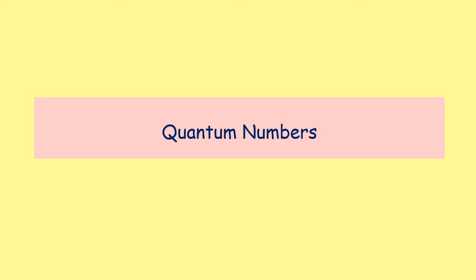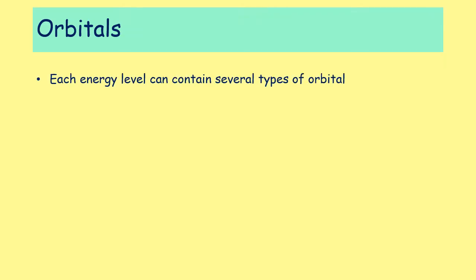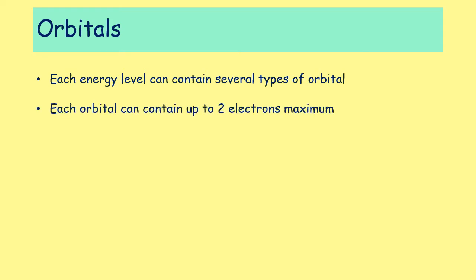This is an Advanced Higher Chemistry video looking at Unit 1, and it is a continuation of our video on atomic orbitals, where we're now going to look at quantum numbers to describe how electrons are found within different orbitals. So remember, each of our orbitals are subdivisions or subshells of what we have called energy levels or electron shells in National 5 and Higher. And each energy level can contain several types of orbital.